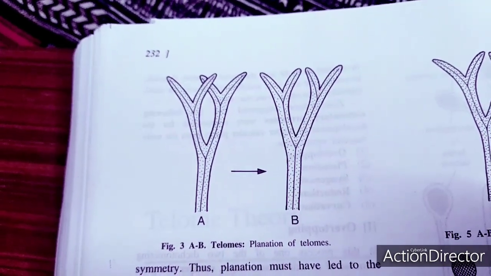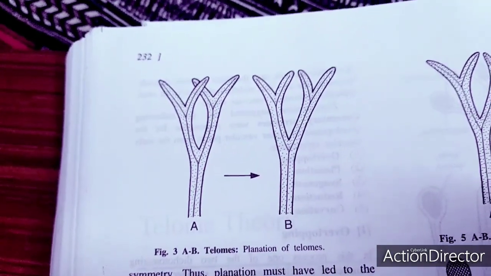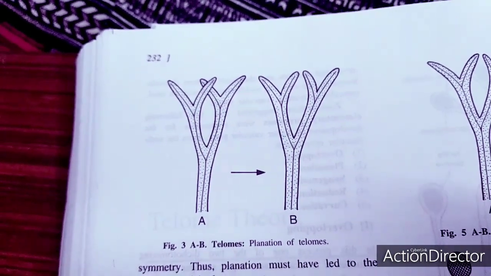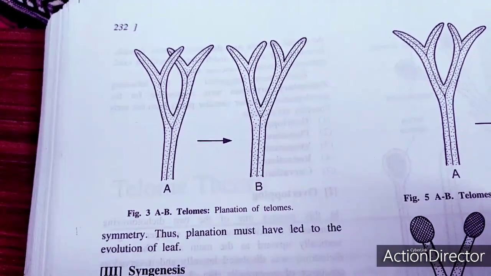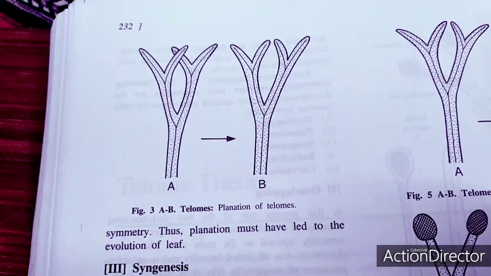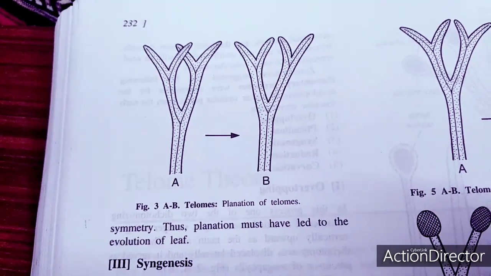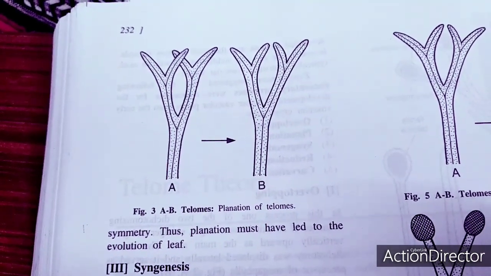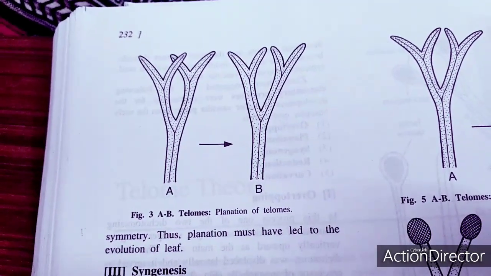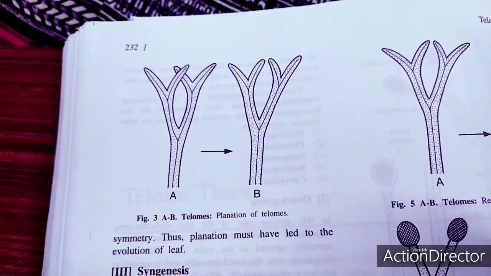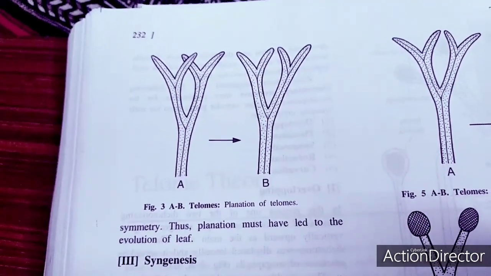They came to lie close to one another in a single plane, and this is called a fan-shaped dichotomy. This planation helps in the development of organs of bilateral symmetry from the radial symmetry. So planation led to the evolution of the leaf. In this case, planation has taken place. The dichotomies came to lie in a single plane. This is technically a fan-shaped structure, which has been recognized. So this ultimately led to the formation of the leaves.